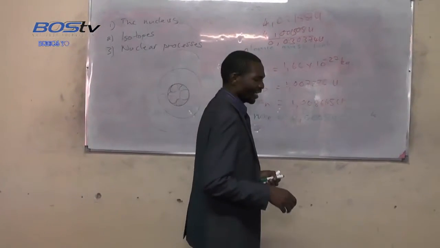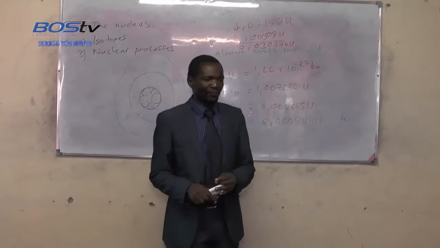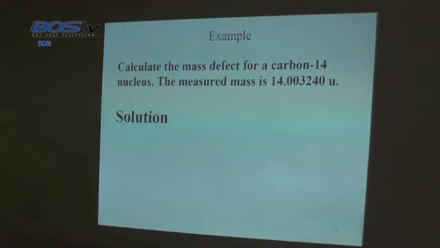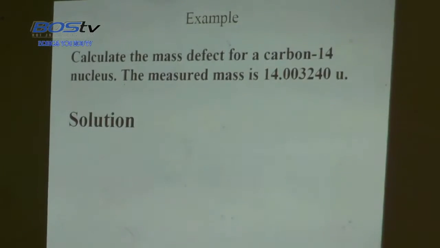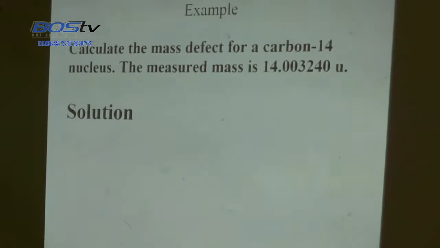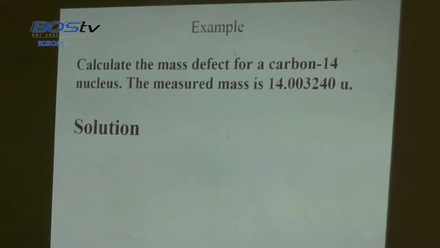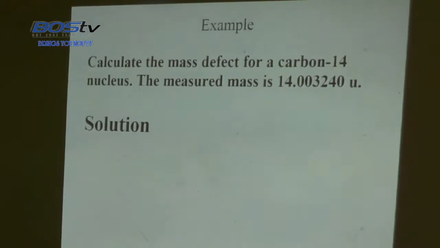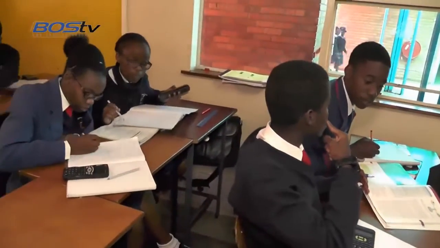So now, another part, can you do the following? Calculate the mass defect of the carbon 14 nucleus, if you are given that the measured mass of the carbon 14 nucleus is 14.003240 U. Can you do that? Can you just quickly calculate that so that we can move on? And work it out on the board with the help of the class. Please come.